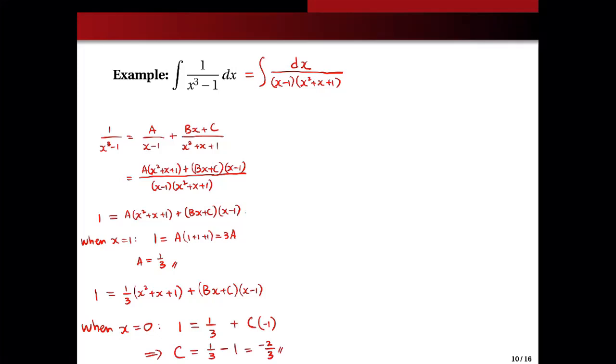And then to solve for b, we now have a value for a and a value for c. We'll use other numbers. We used x equals 1. We also used x equals 0. So we use other numbers. Maybe let's use x equals negative 1. So let me just write it here.